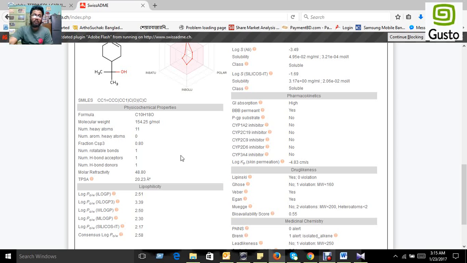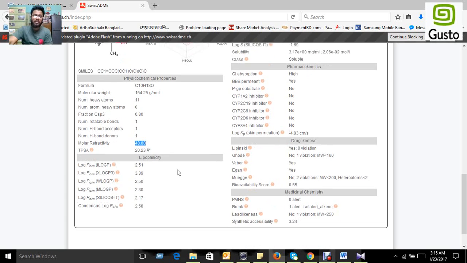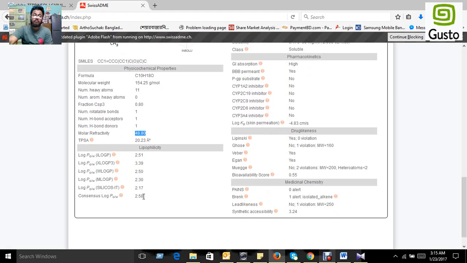And Lipinski's second rule is that the hydrogen bond donor must be less than 5 and the hydrogen bond acceptor must be less than 10, and both rules are maintained. Molar refractivity should be between 40 to 130, and this rule is also maintained by this compound. And lipophilicity, or log P value, must be less than 5 in Lipinski's rule, and our compound alpha terpineol's log P value in all the formats is less than 5.